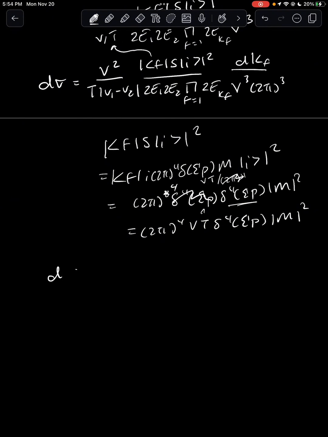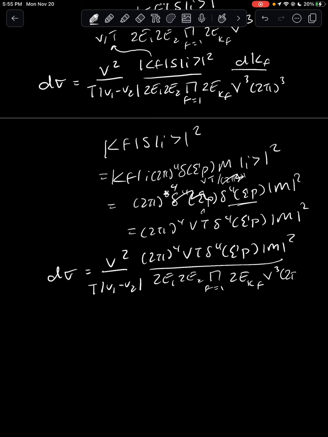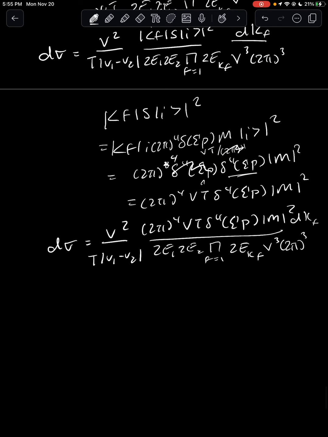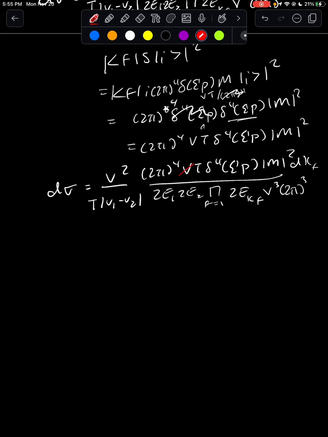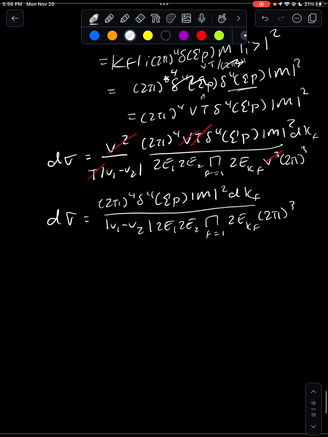So now we have our differential cross section is V squared over T times v1 minus v2, times this numerator, which we said is 2 pi to the 4th VT. So now we get this over here for our differential cross section. Notice how these terms over here cancel out with the V cubed over here, and the T over here cancels out with this T over here. So as a result, our differential cross section is going to equal this right over here, since those terms canceled out.